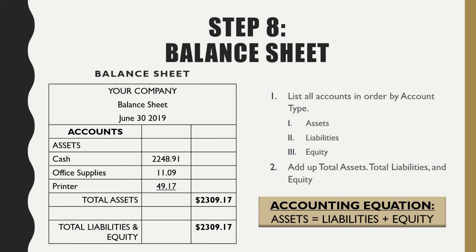So here, my total assets is $2,309.17, and so is my liabilities plus my equity. Okay.